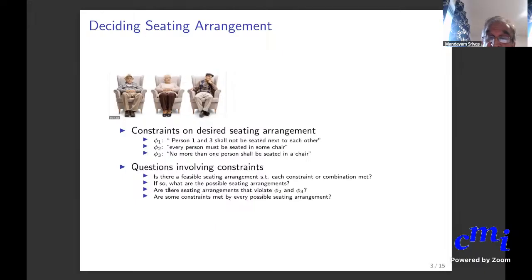And then you can ask if there are seating arrangements that are not able to satisfy one or more of the constraints. That will be an unsatisfiability question. And are all the constraints met by every possible seating arrangement? Then it would be a validity question.